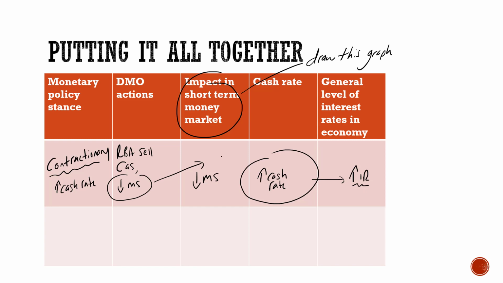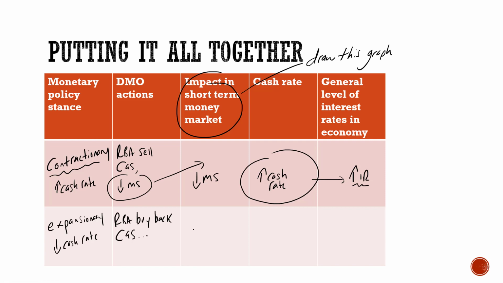Let's flip the script. Let's look at expansionary stance, which will result in a lower cash rate. So if the RBA is going to try and reduce the cash rate, the RBA will buy back Commonwealth government securities from the banks.